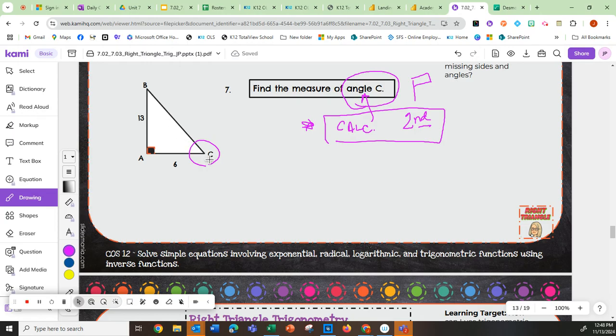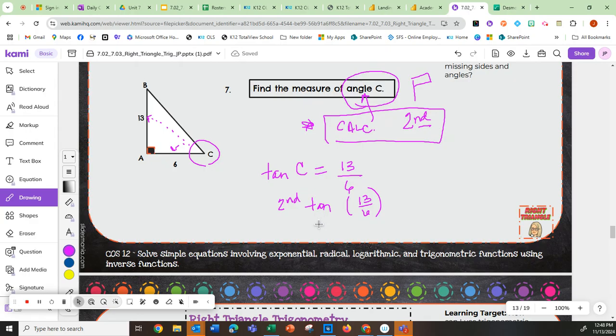So viewing this from angle C, because that's what we're looking for, we know the opposite leg is 13 and we know the adjacent leg is 6. So opposite and adjacent goes with tangent. We're going to set this up as the tangent of angle C is equal to opposite over adjacent. Then we straight up use our calculator. We do second, and then tan, and then we put in 13 over 6. You have to do second tan to tell your calculator that you're looking for the angle.